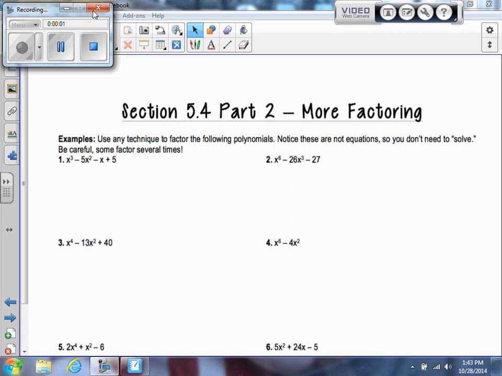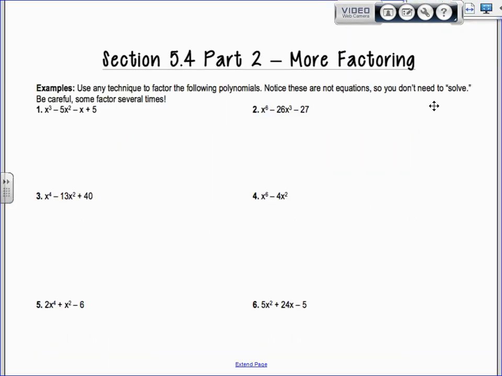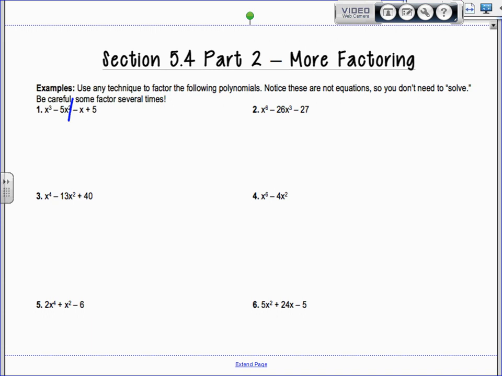Part 2 is on more factoring. These are going to be just like we did before, just a little bit harder. Let's review what we did. We did factor by grouping, right? You guys had a lot of factor by grouping ones on your homework.